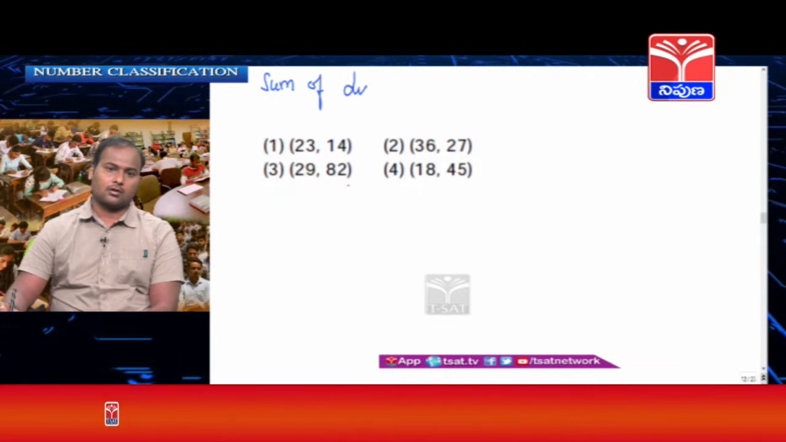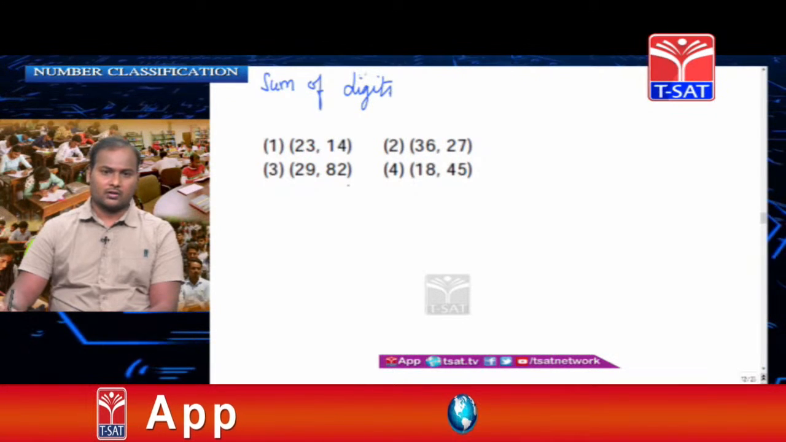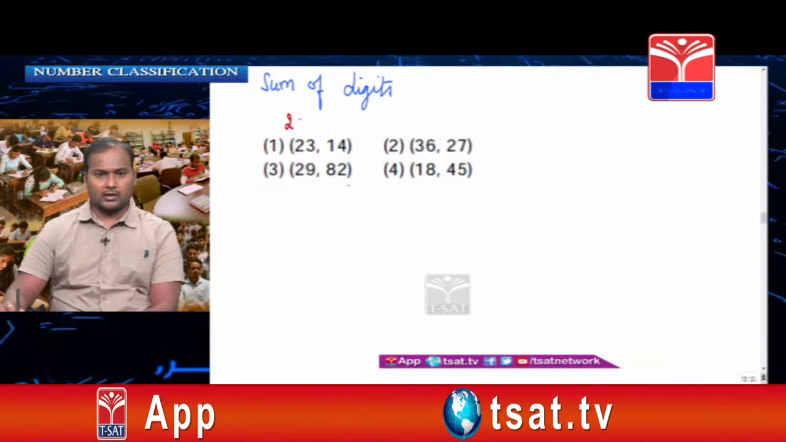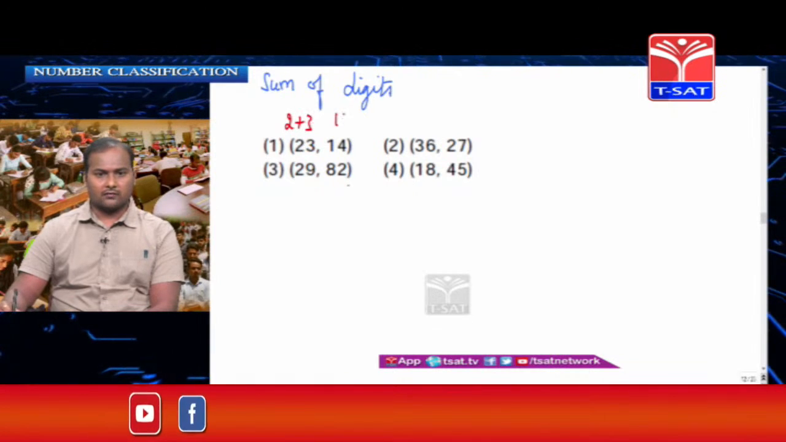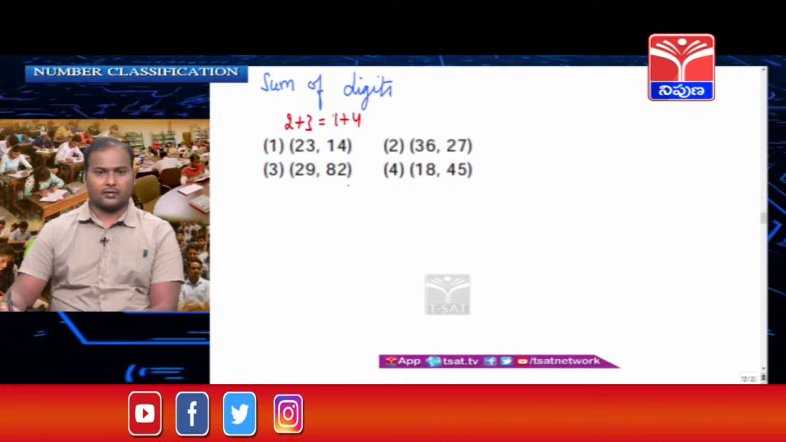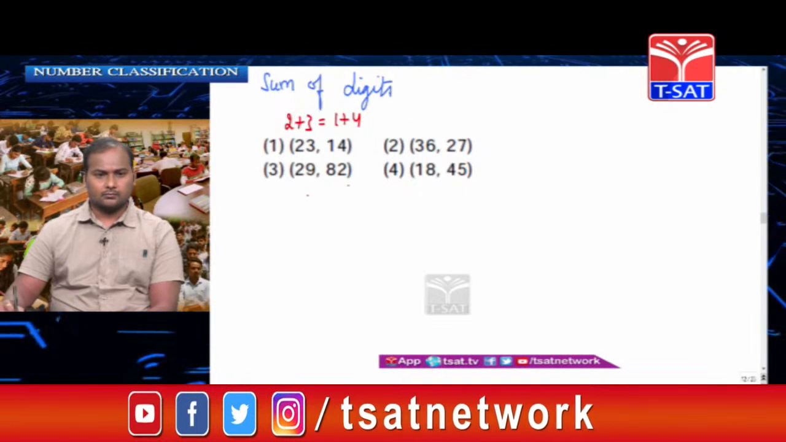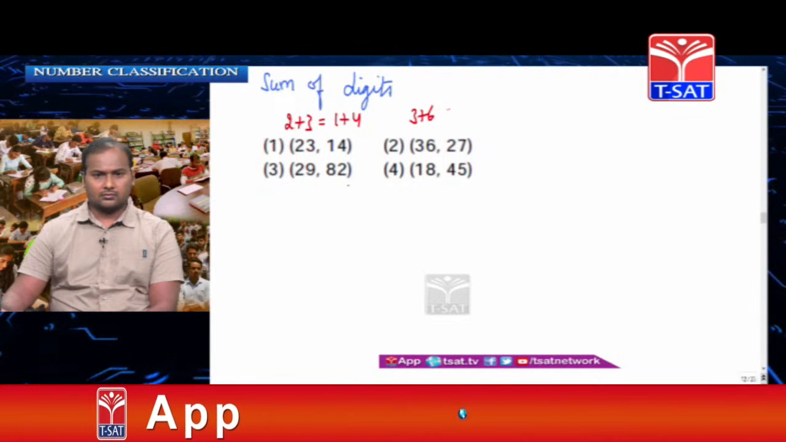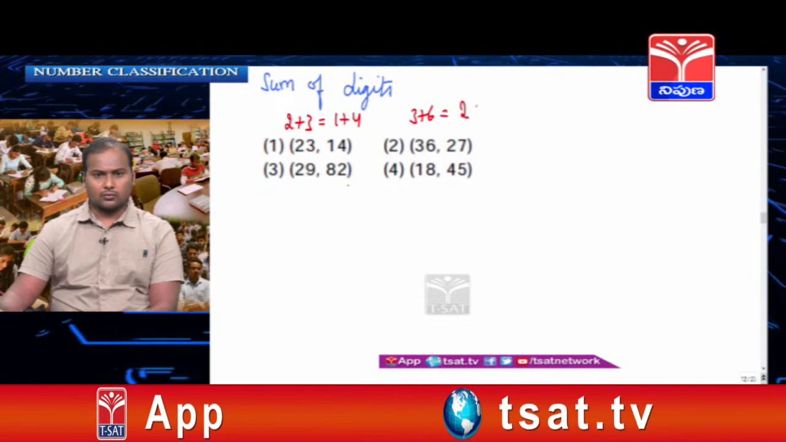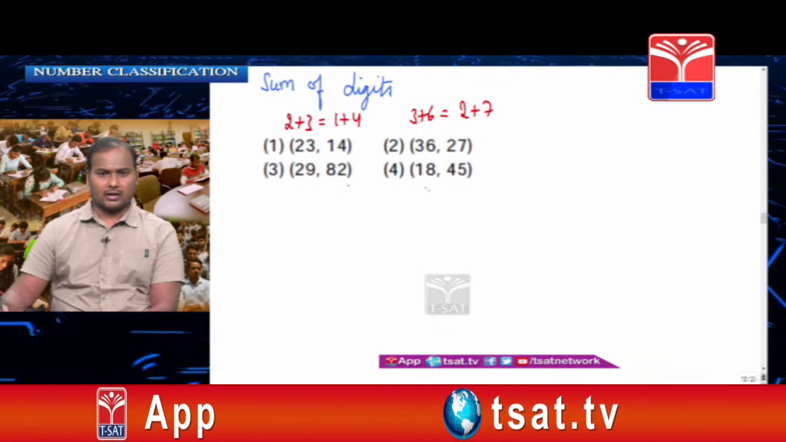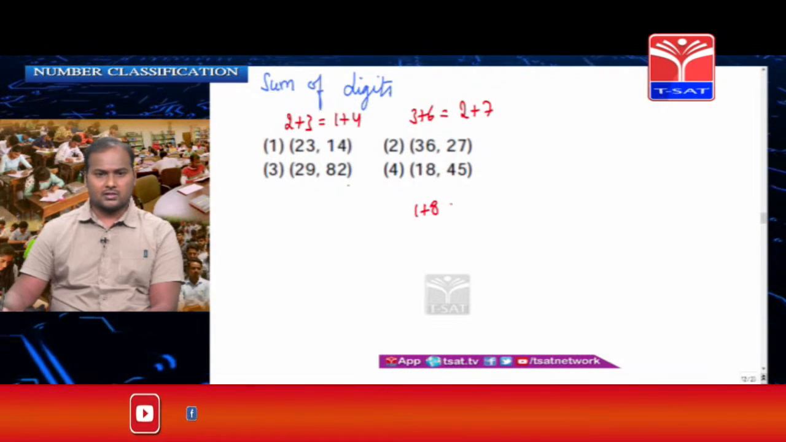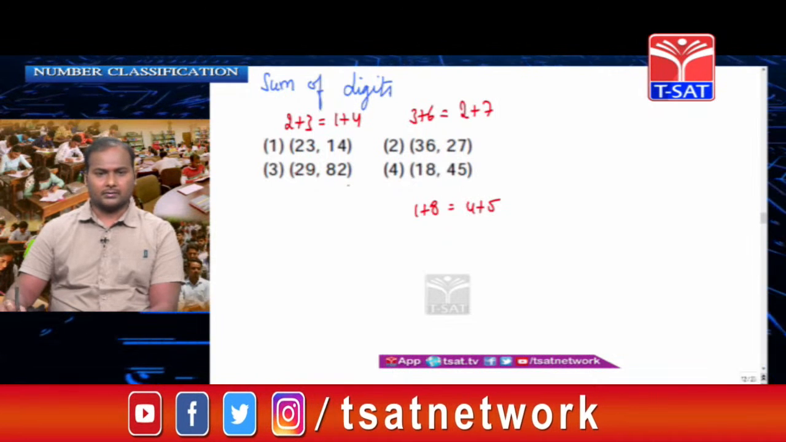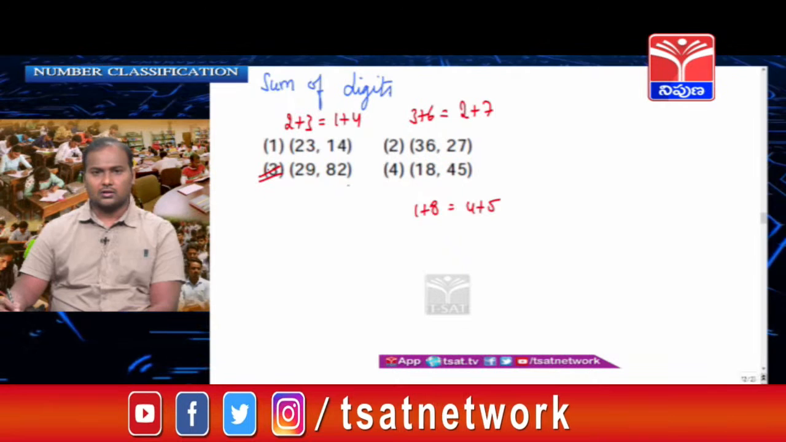Then we have to check the sum of digits. Now let's check with the sum of digits. 23, 14. So 23 I can write like 2 plus 3 is 5. In the same way, 1 plus 4 is also 5. In the same way, 3 plus 6, 9 is equal to 2 plus 7 is also 9. In the same way, 1 plus 8 is also 9 and 4 plus 5 is also 9, but which is not possible with option 3.